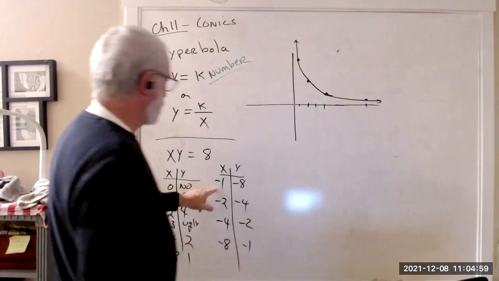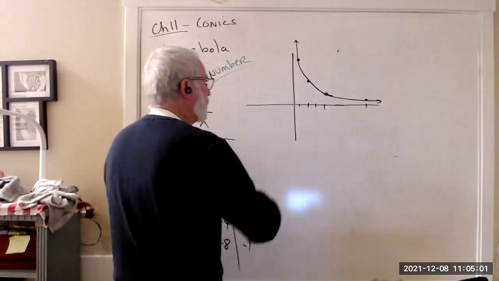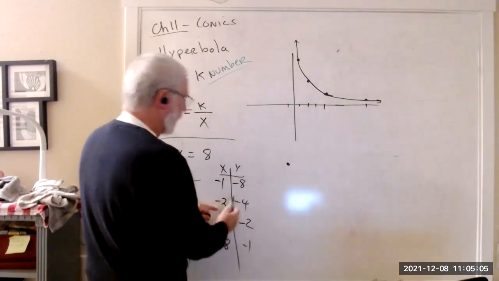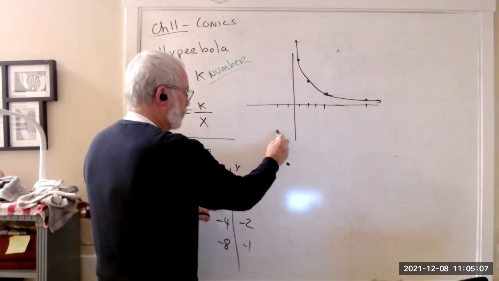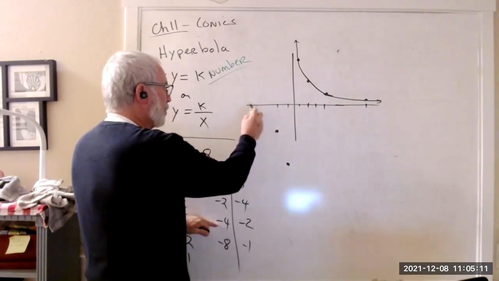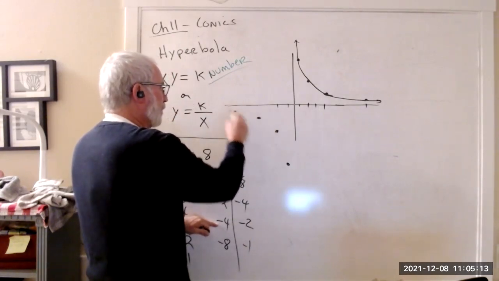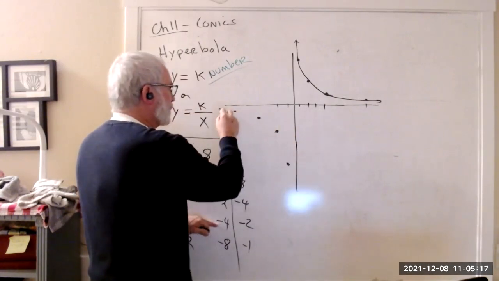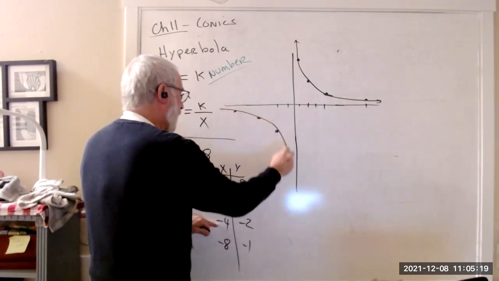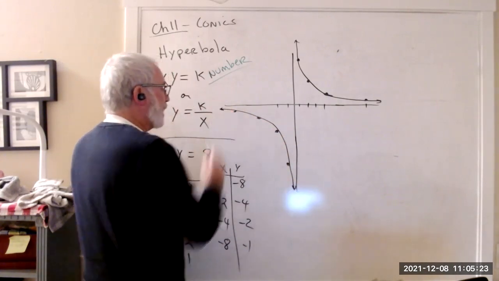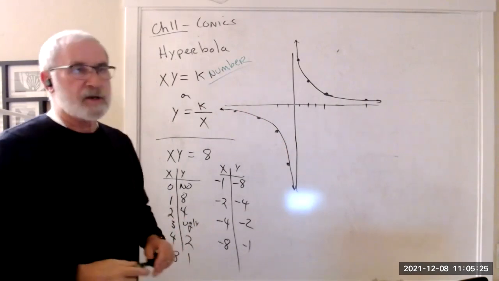Let's do the other side. What if x is -1? Y is -8, something like that. -2, -4, -4, and somewhere out here like this. Again, the x and y axes act as asymptotes. So we're going to get real close to the x and y axes, but never touch it.